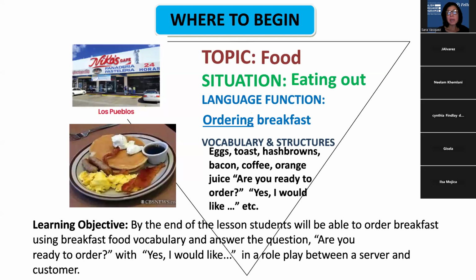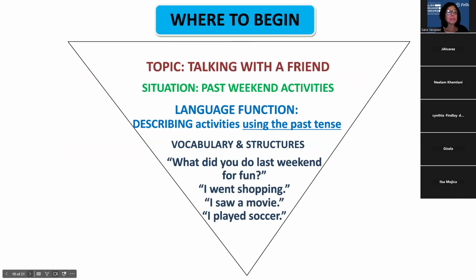In a role play would be with a server and customer, that would be the context at the end. But it doesn't matter as long as you have all three parts, doesn't matter what order they're in. The pragmatic piece is, of course, being able to order breakfast. All right, let's go on to another example, and then it'll be your turn. Next slide.